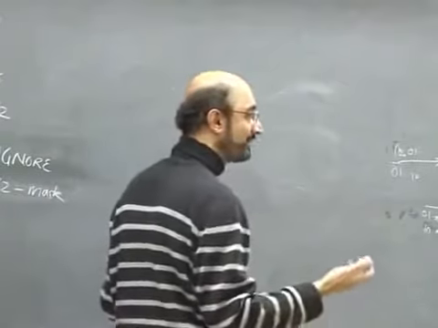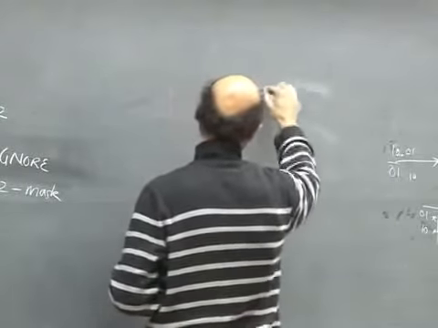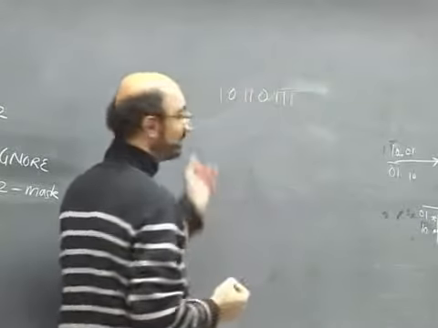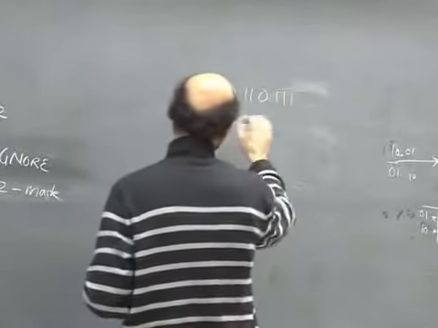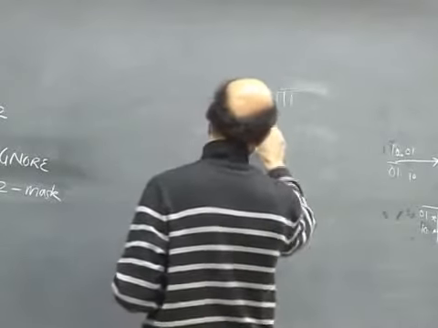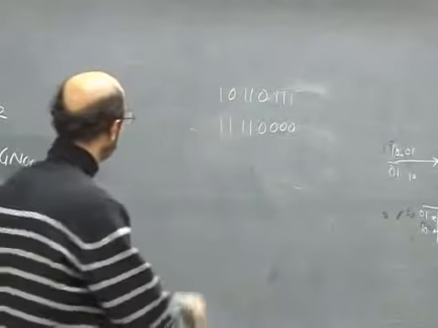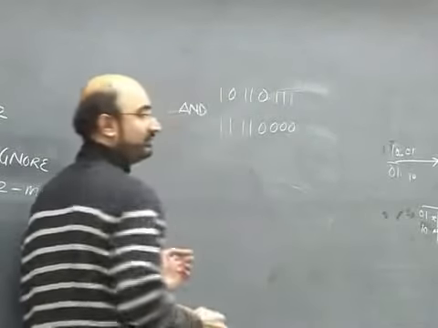So let me explain something about what a mask is. Let's say I have a bit string of the form 10110111. This is a bit string. And what I do is I write down a bit string like this, 11110000. And I say, do the bitwise AND of these two.